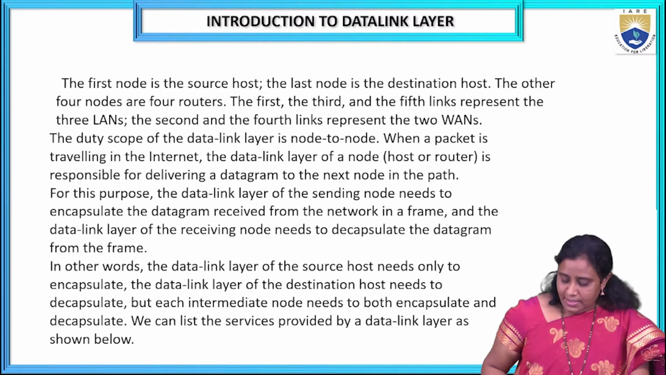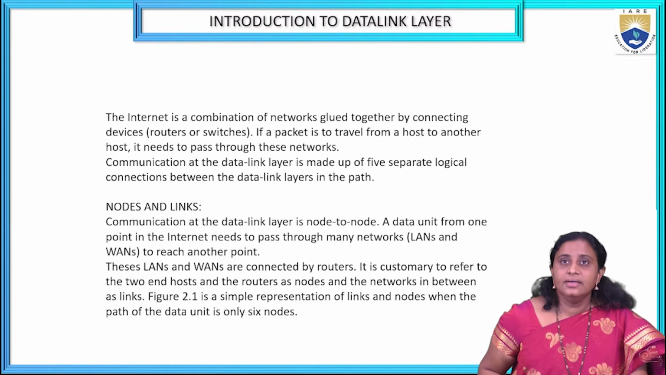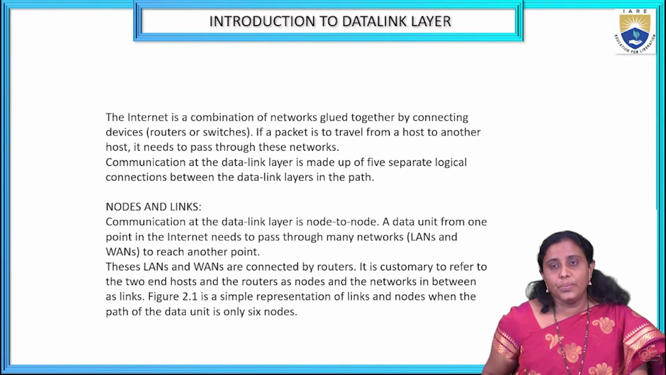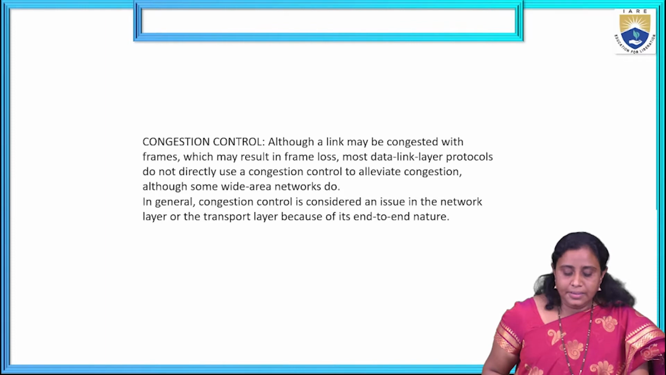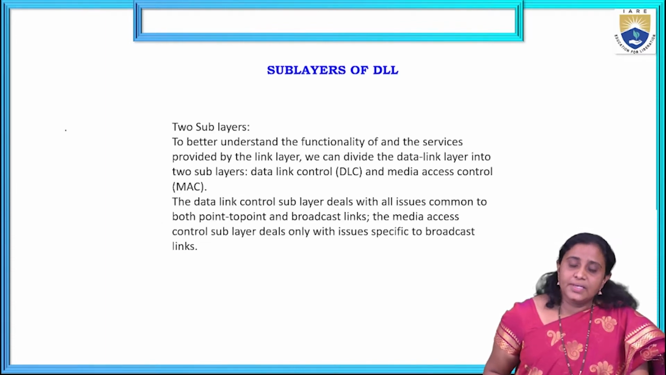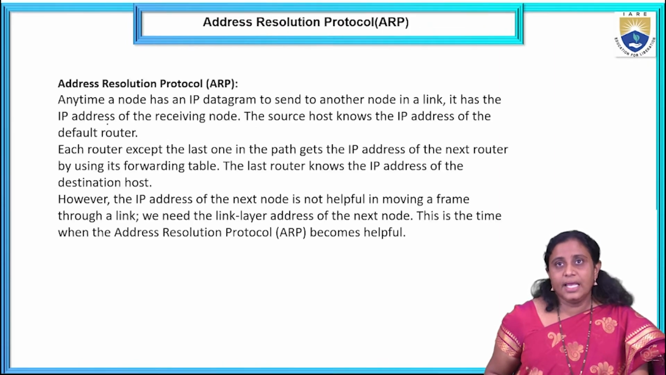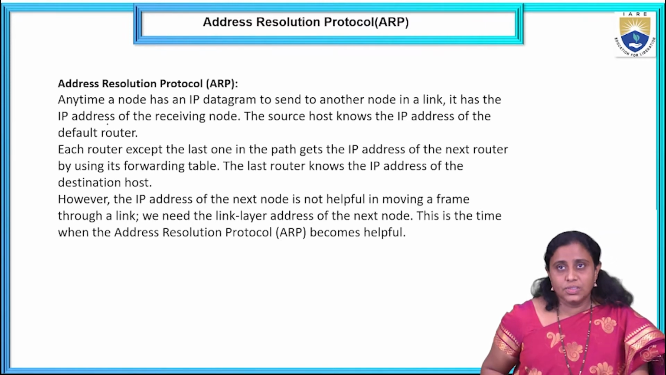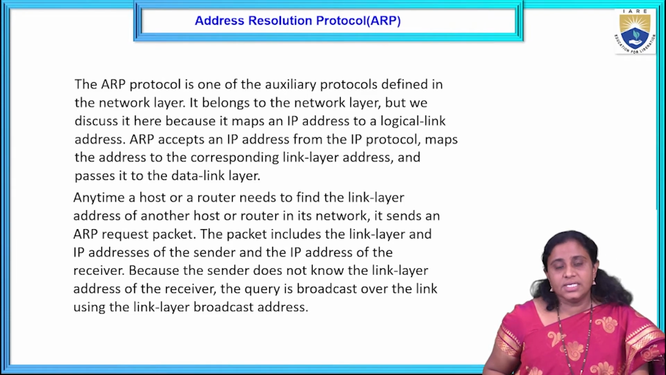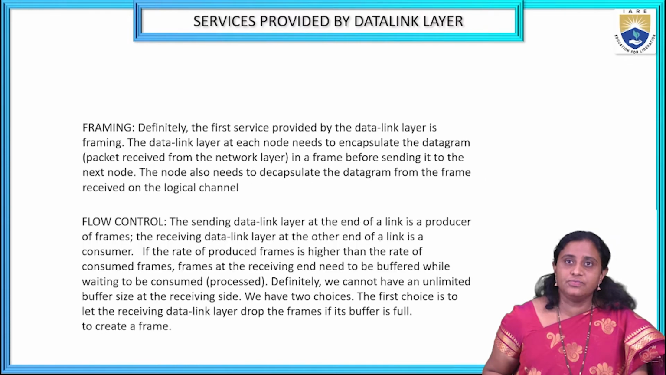First of all, we need to discuss the introduction to the data link layer and the internets and their combinations, the services provided by the data link layer, the sublayers of the data link layer, link layer addressing, the three types of addresses which should be present at the data link layer, the address resolution protocol, error detection and correction, and redundancy. Some of these topics I want to discuss by means of this video.